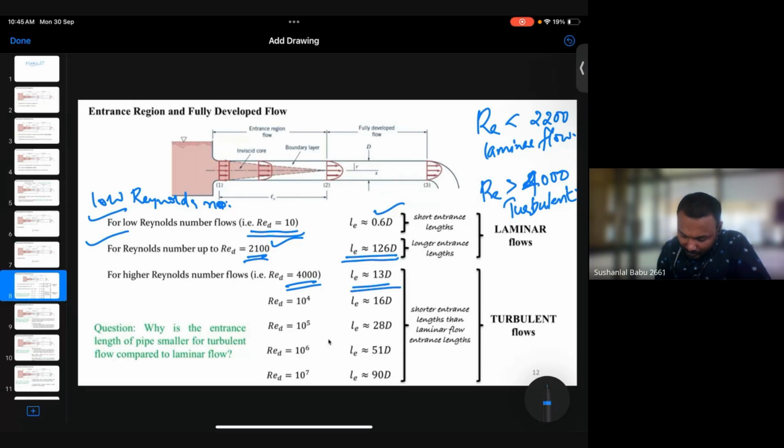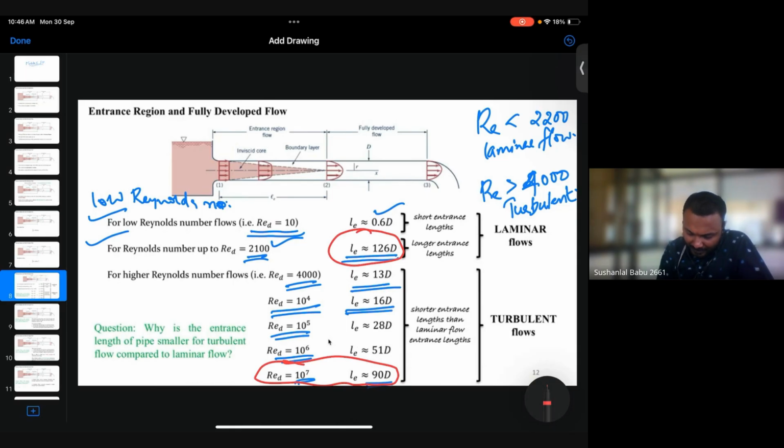But the thing you have to think about is what is the difference in these two cases? Even for higher Reynolds number, it is becoming 16d only. For 10 to the power 6, 10 to the power 7, it is becoming a maximum of 19d. But for laminar flow, the entrance length is very high, 126 times d. Even for 10 to the power 7, the entrance length is 90 times d only. So what is the difference? What makes the entrance length very small for turbulent flow?